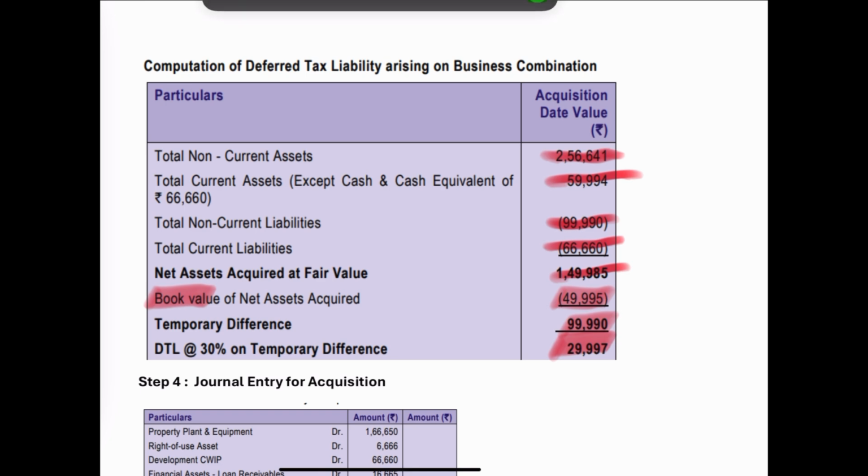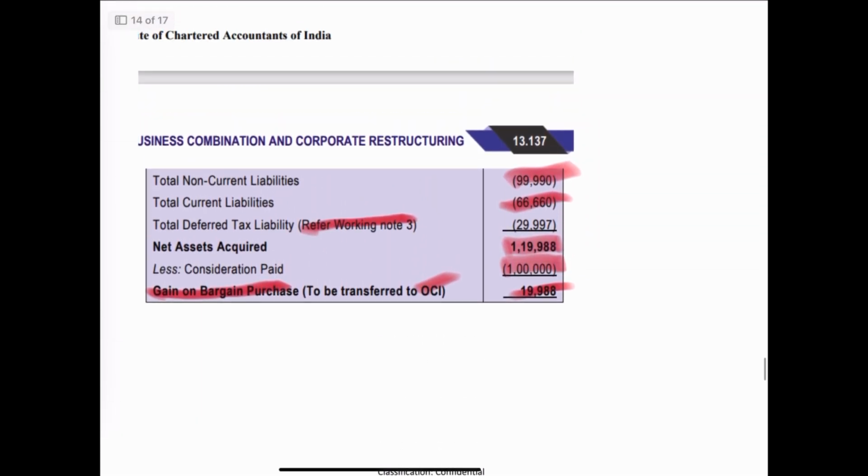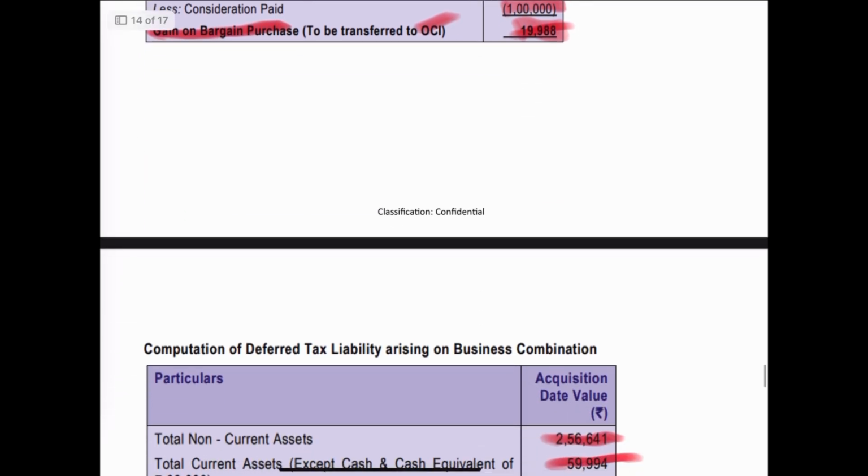So this deferred tax liability means you have more fair value than the book value. So on the difference between these two, you have to pay tax over a period of time, when that income actually becomes realized. So since you have the future tax liability, it's called a deferred tax liability. Okay, so that deferred tax liability we have put here, 29,997, and then finally the bargain purchase value has been determined at 19,988.